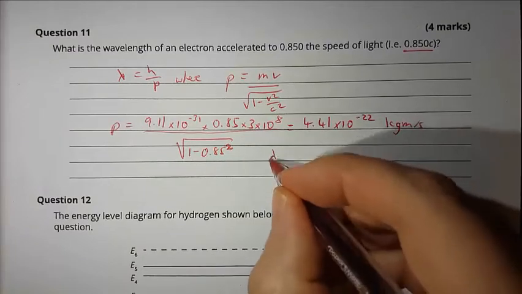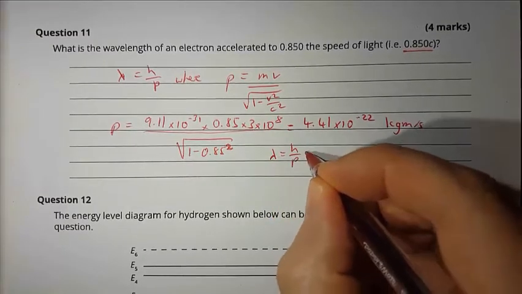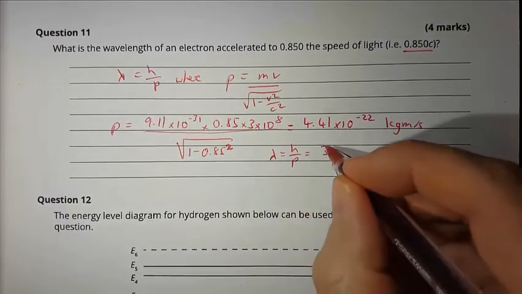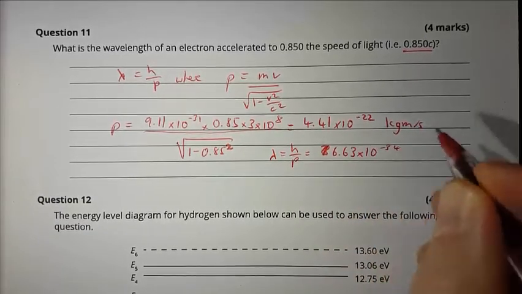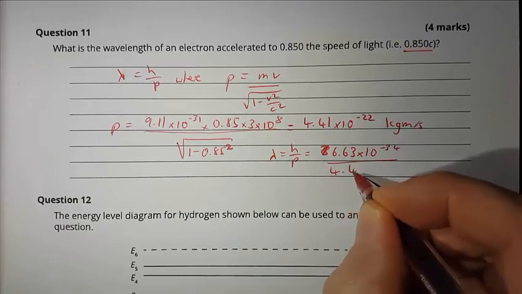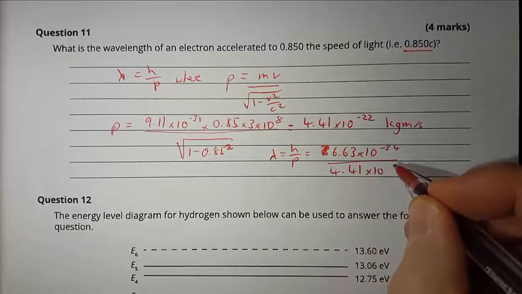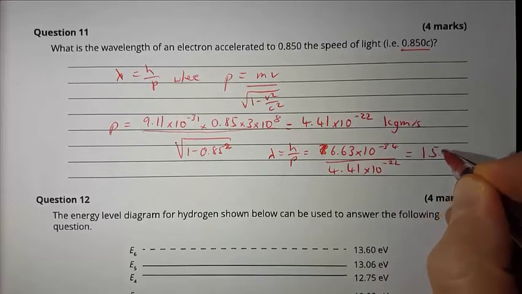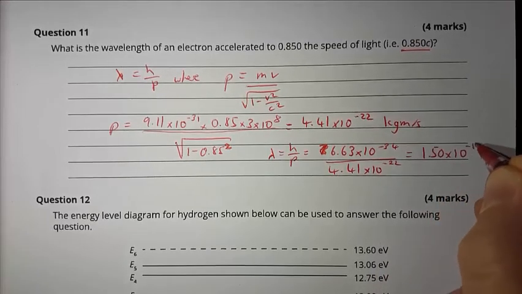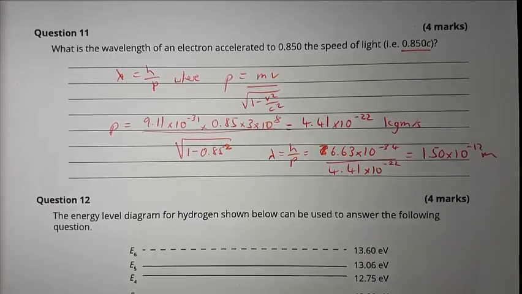And now you can pop that into your de Broglie wavelength equation. So negative 22, and 1.50 times 10 to the negative 12 meters. There you are.